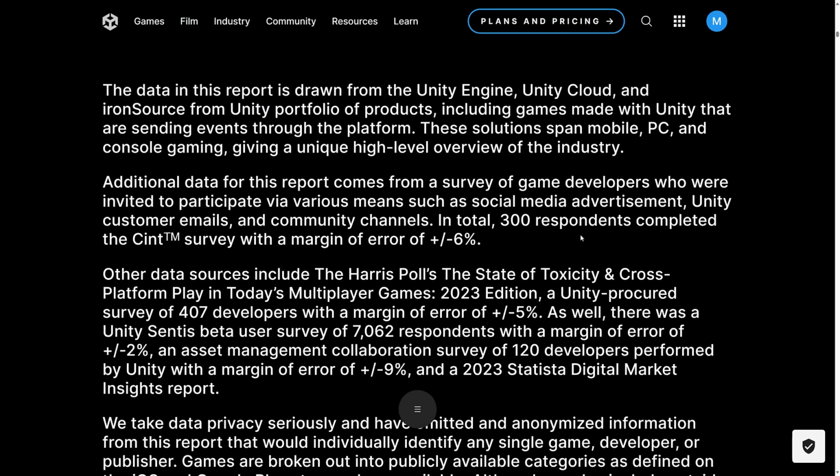Where did this data actually come from? Like I said, lies, damned lies, and statistics. The big chunk of the part that you're going to find about the AI side of things came from surveying game developers who are invited to participate via various means, such as social media advertisement, Unity customer emails, and community channels. In total, 300 respondents completed the survey with a margin of error plus or minus 6. So that's where most of the AI stats are going to come from.